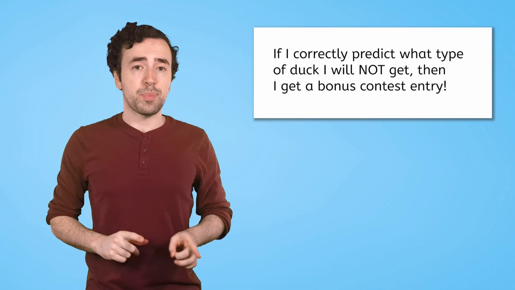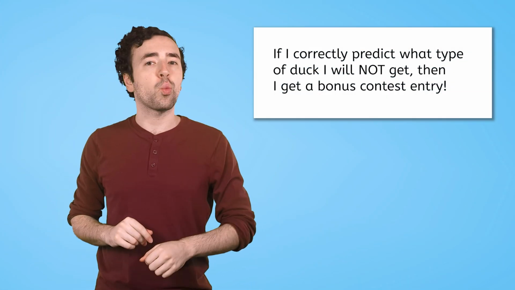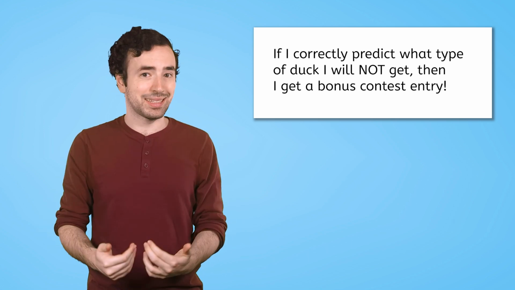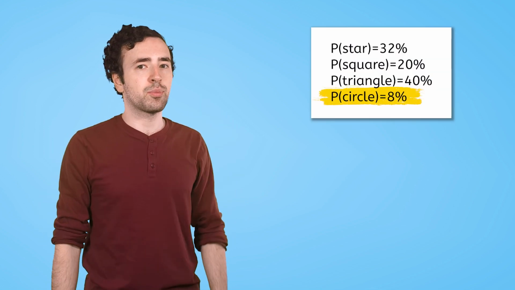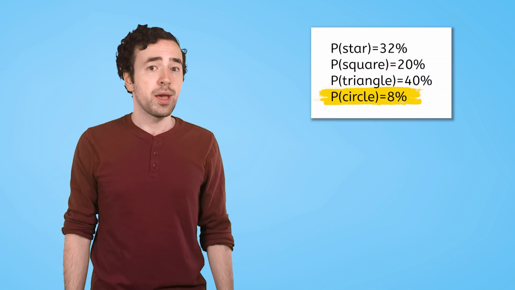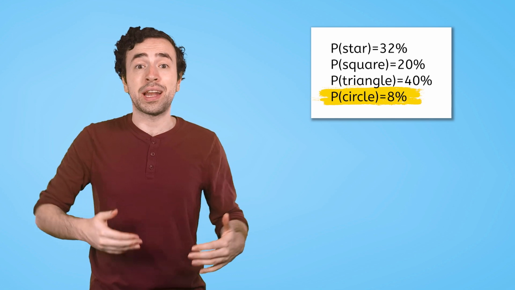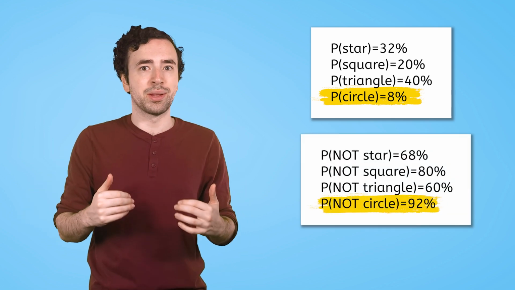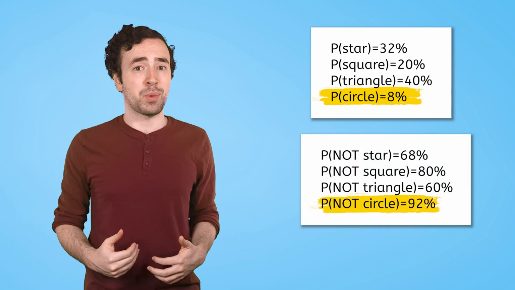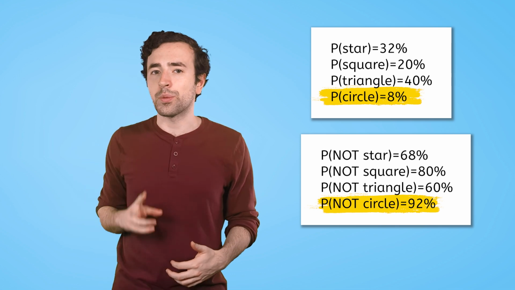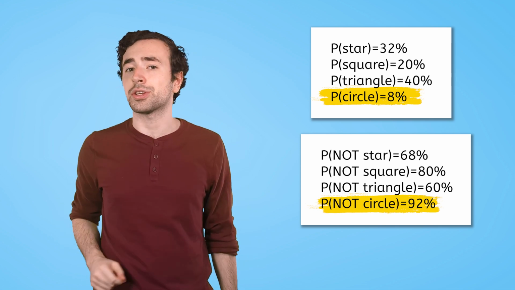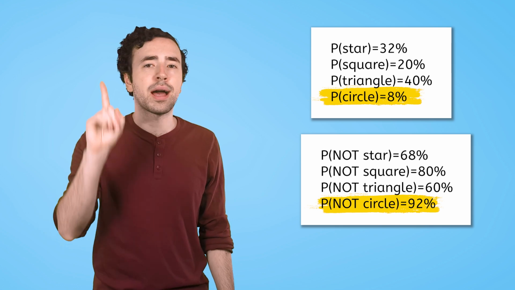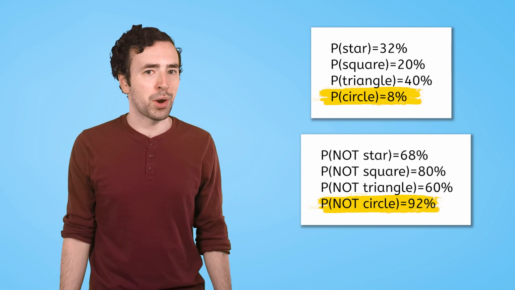Remember, at the duck pond game, if I correctly predict what type of duck I will not get, then I get a bonus contest entry. We notice that I have the lowest probability of getting a circle mark, but now we can also tell that I have the highest probability of not getting a circle mark. These are two different ways to approach the same question, but both ways have given me my answer. I'm predicting that I will not get a duck with a circle mark.